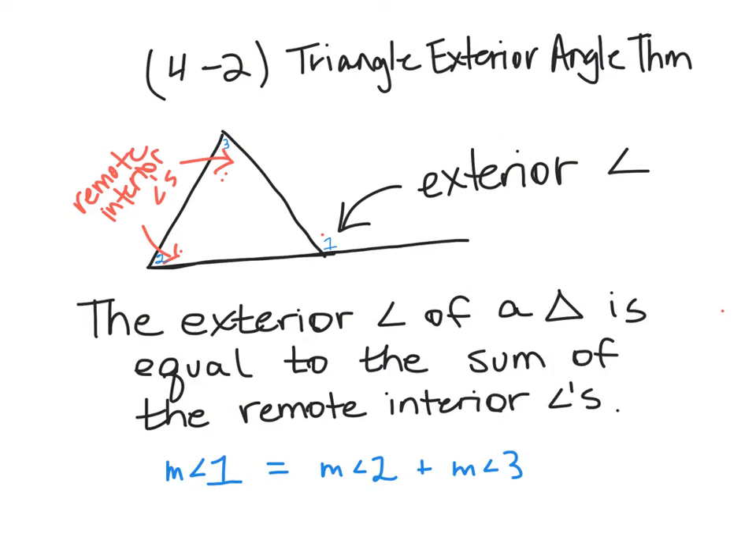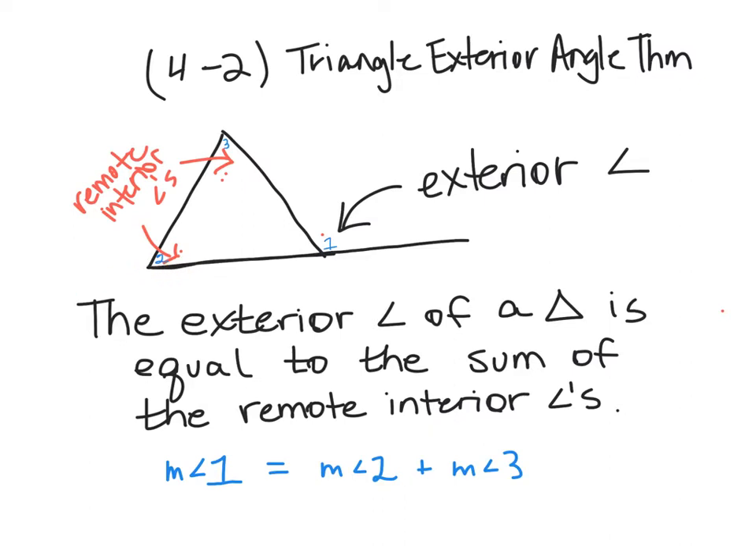4.2, triangle exterior angle theorem. So what is an exterior angle? Well, if you extend one side of the triangle out, it forms an angle. And that angle next to the triangle is called the exterior angle. And you can do that on any side. You can extend the sides out and you form exterior angles.